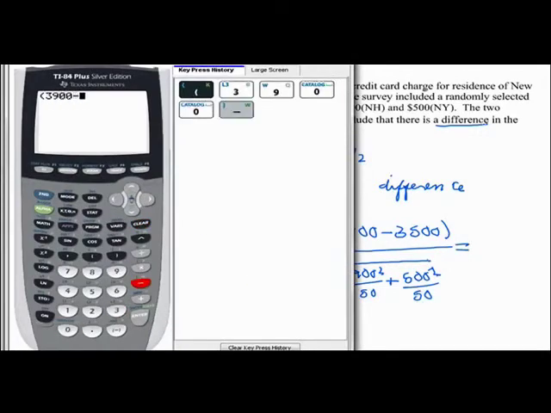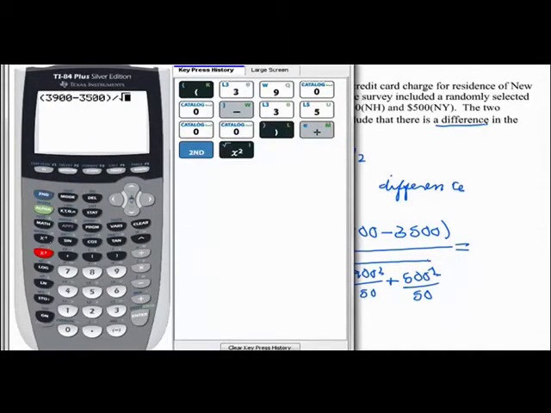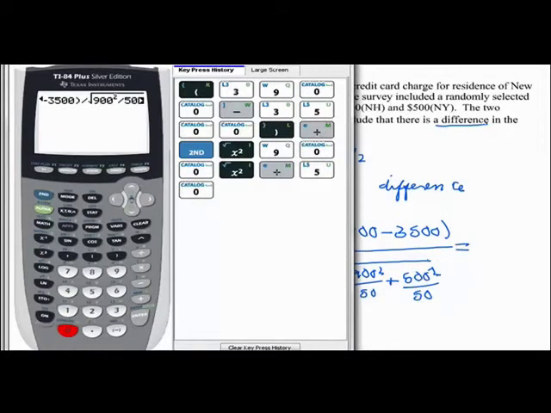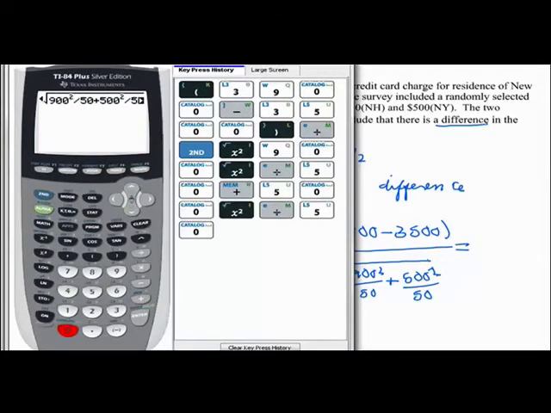3,900 minus the 3,500 divided by the square root of 900 squared divided by 50 plus 500 squared divided by 50. I'm going to close that parentheses. I don't think it'll really matter though. And so when we figure out what that's going to be, it's going to be 2.747. So let's put that back in there.